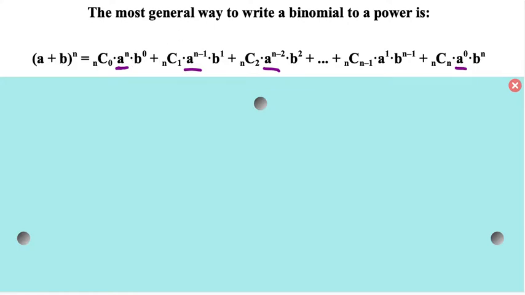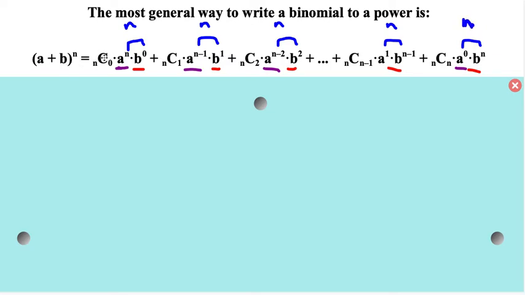Commensurately, the b is doing the exact same thing, but in reverse. It's starting at 0 and counting up. N minus 1 and then n. And this is kind of important because it's a very, very useful thing: if you add the two exponents together, you always get n minus 1 plus 1, n minus 2 plus 2, 1 plus n minus 1. You always get n, that is the power that you're raising the binomial to.